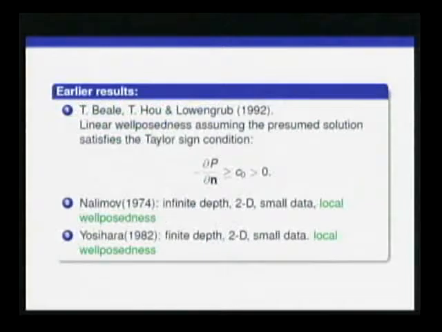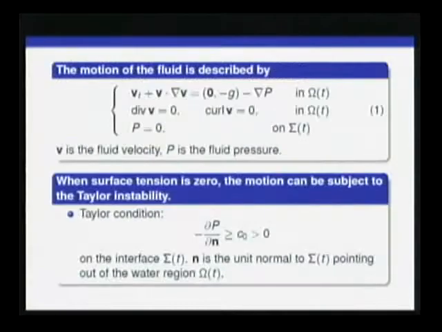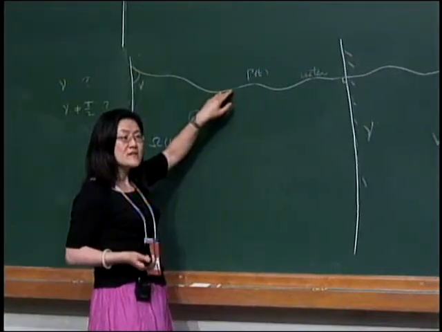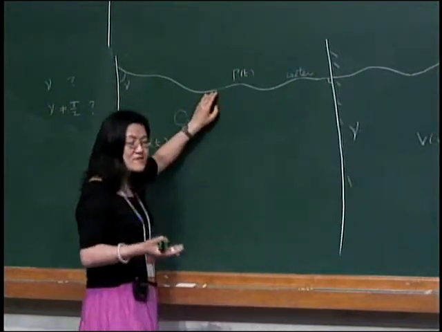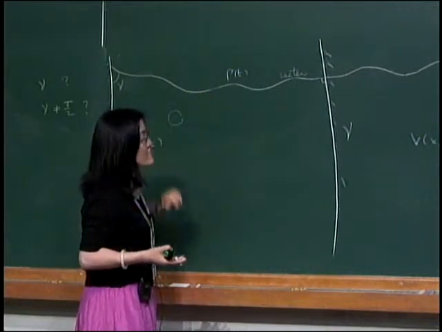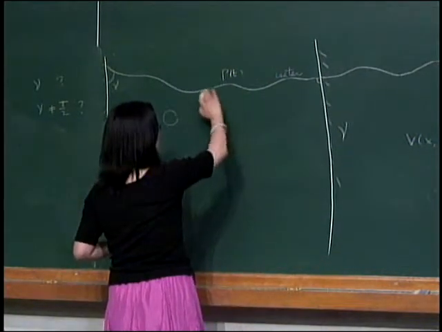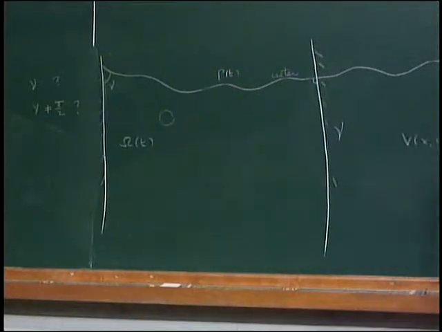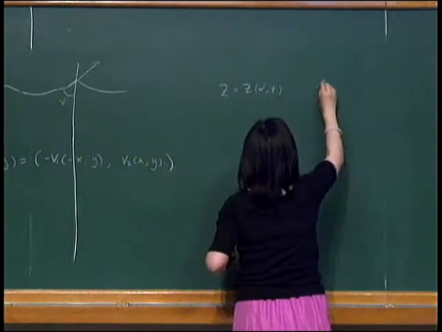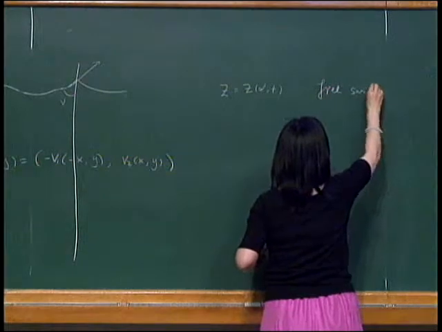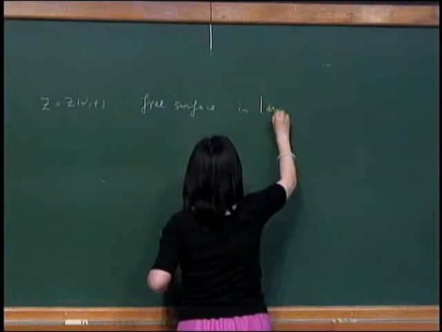The work on well-posedness always reduces this free boundary problem, which we cannot solve directly. But if you just say that you stand on the free surface, you will stay on the free surface for all time. Like if you stand on the Earth, you will move with the Earth, you will not feel the Earth is moving. So the same thing for the free surface. So we reduce to an equation on the free surface. We let Z equals Z(alpha, t) be the free surface in Lagrangian coordinates.